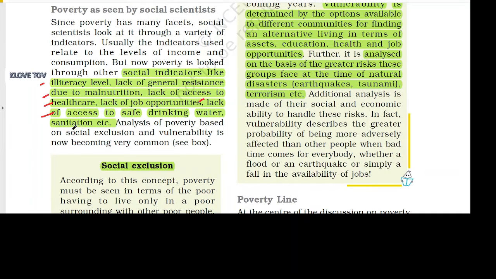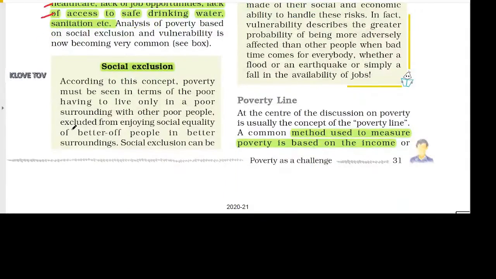Analysis of poverty based on social exclusion and vulnerability is now becoming very common. Social exclusion.